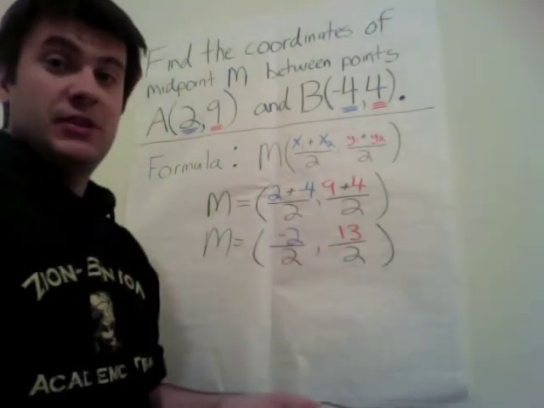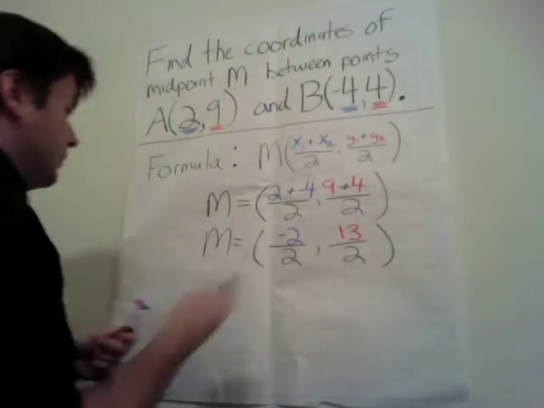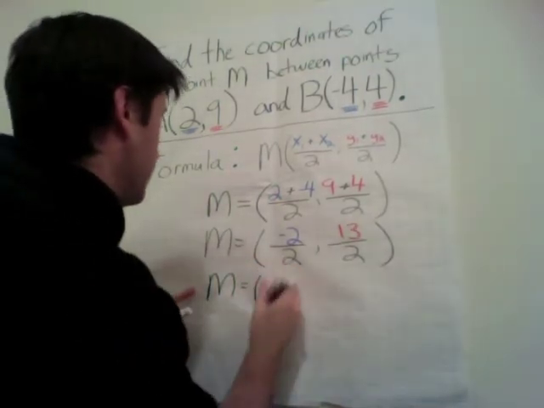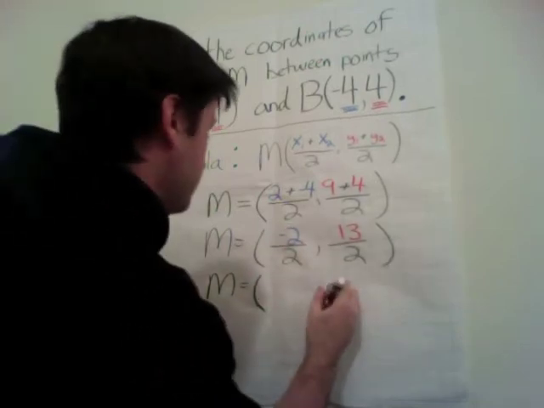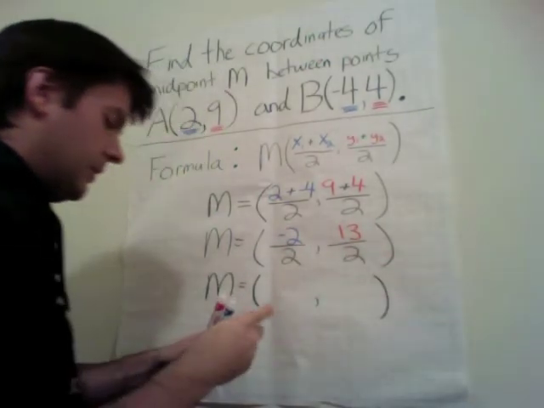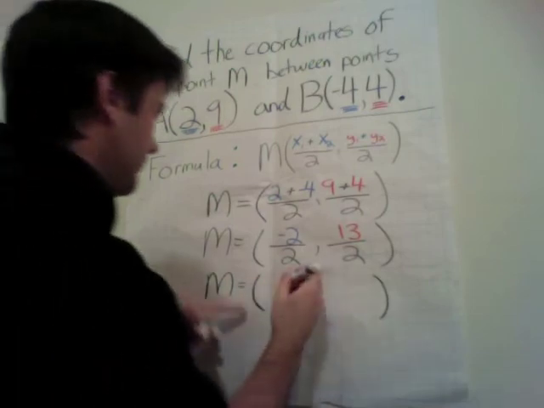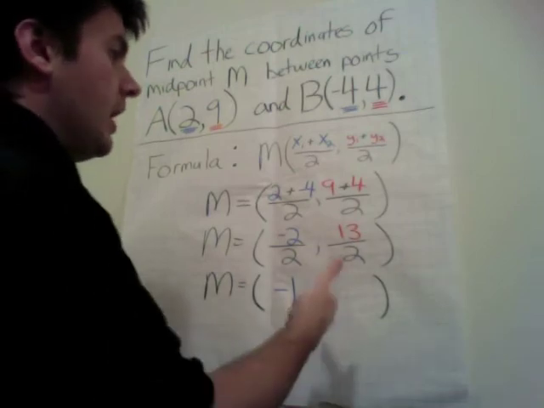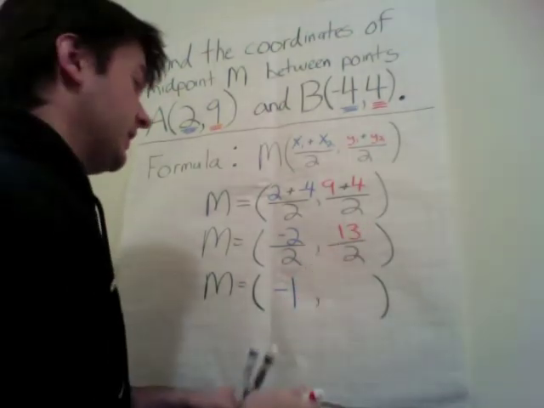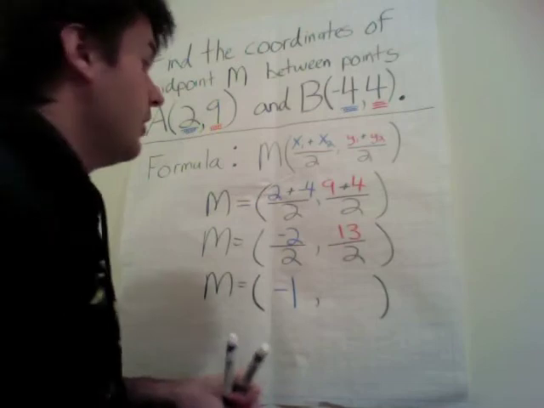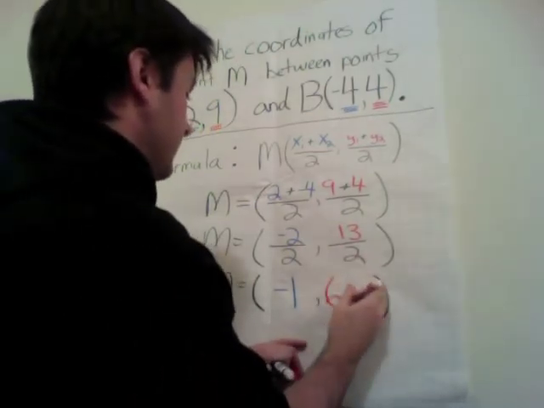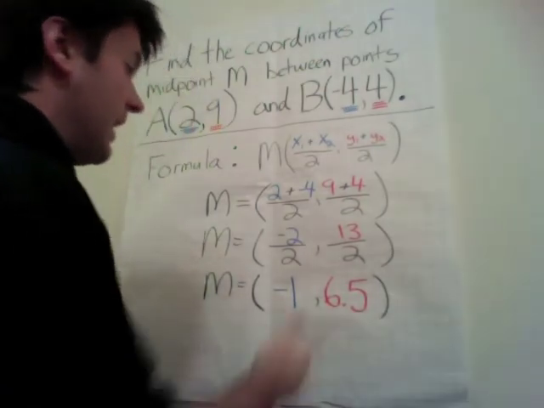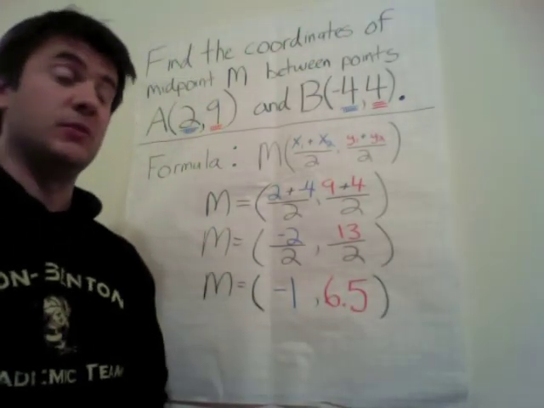Last part of the step is to just simplify. So when I say that, I mean divide both of these by 2. So we got -2 over 2 and 13 over 2. That's going to give us an x-coordinate of -1 and y-coordinate. You could leave it as 13 over 2, or you can leave it as a mixed fraction, 6 and a half, or you can do what I do and leave it as a decimal, 6.5. Alright, and that's our solution to this example problem using the midpoint formula.